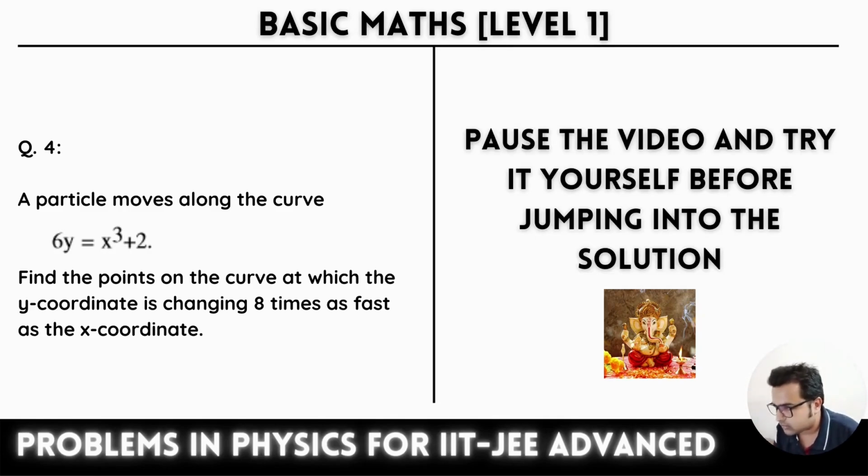Okay, so you have to find those special points on the curve where the change in y coordinate is 8 times as fast as the change in x coordinate. It means that at that point, if we change x by 1 unit, y will be changed by 8 units. So very interesting problem. I want you to struggle with it, fight with it, and come up with a solution. So pause the video and try it yourself before jumping into the solution. Best of luck.